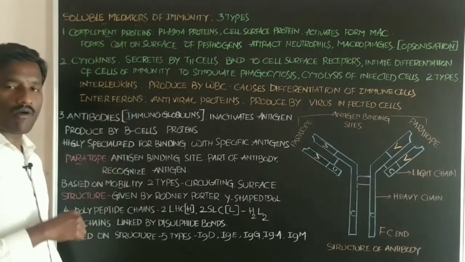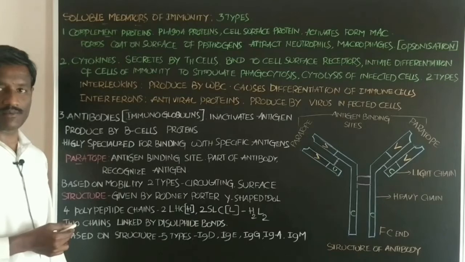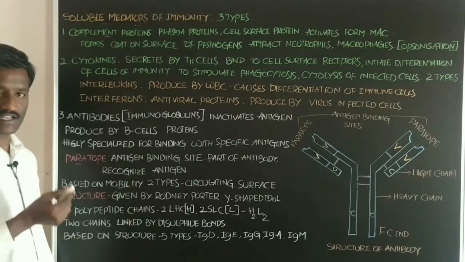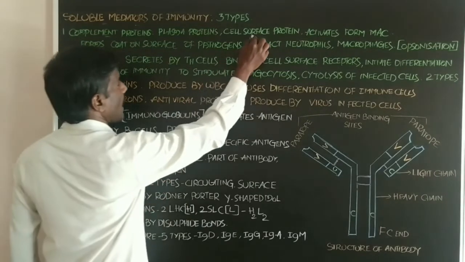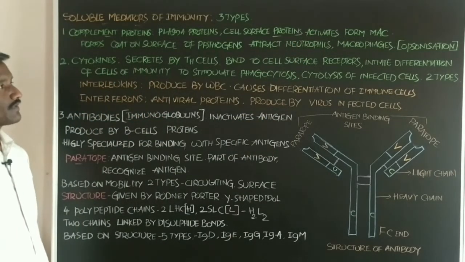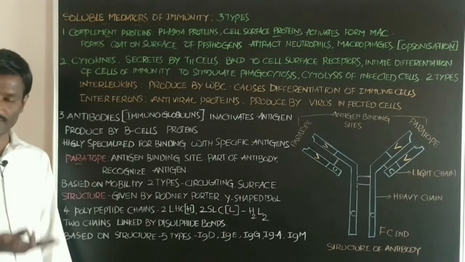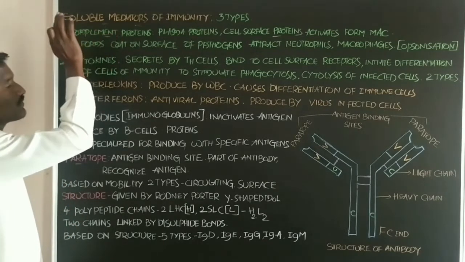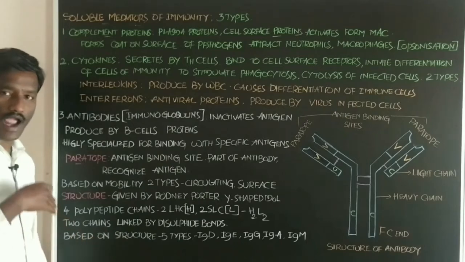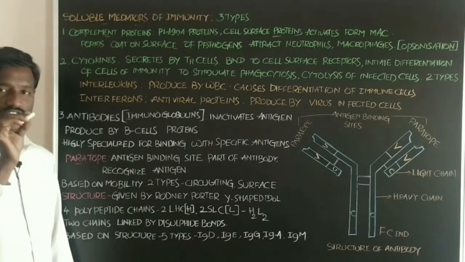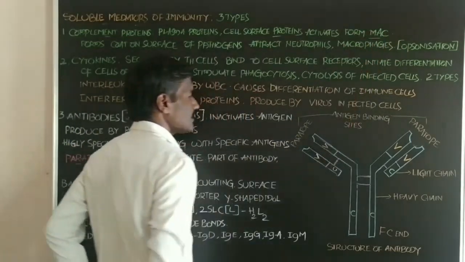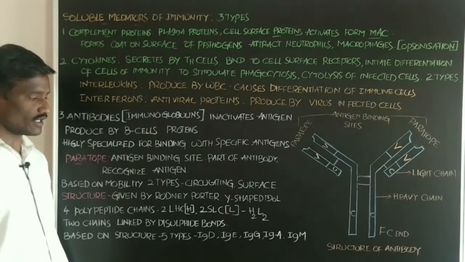Students, first, the complement proteins. What about the complement proteins? Complement proteins are plasma proteins, and also cell surface proteins. These are available in the form of plasma proteins or cell surface proteins, and they activate and form the membrane attacking complex, MAC. MAC means membrane attacking complex, students.